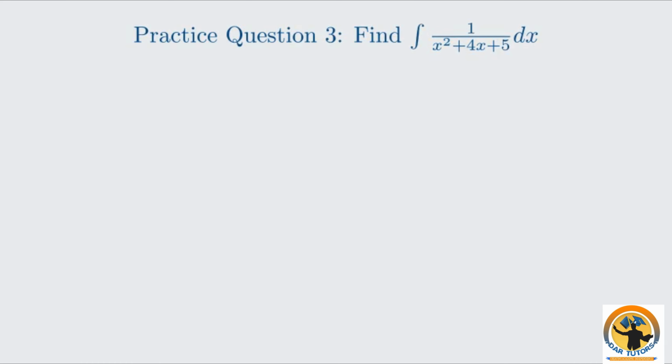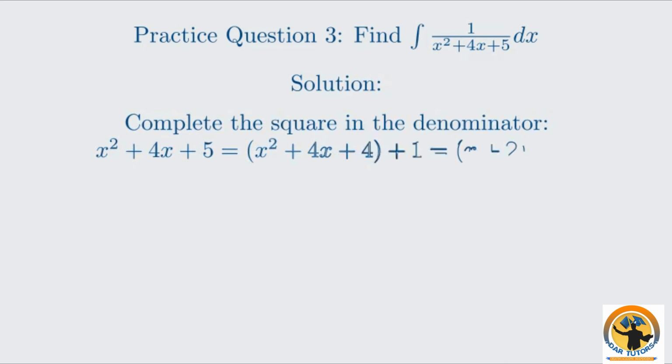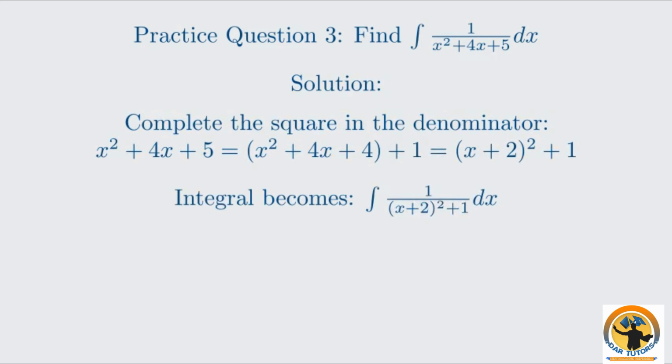This is a rational function, but the denominator, x squared plus 4x plus 5, does not factor into linear terms. This means partial fractions won't work. The key here is to complete the square in the denominator. Completing the square, we can rewrite x squared plus 4x plus 5 as (x plus 2) squared plus 1. Our integral is now 1 over (x plus 2) squared plus 1.